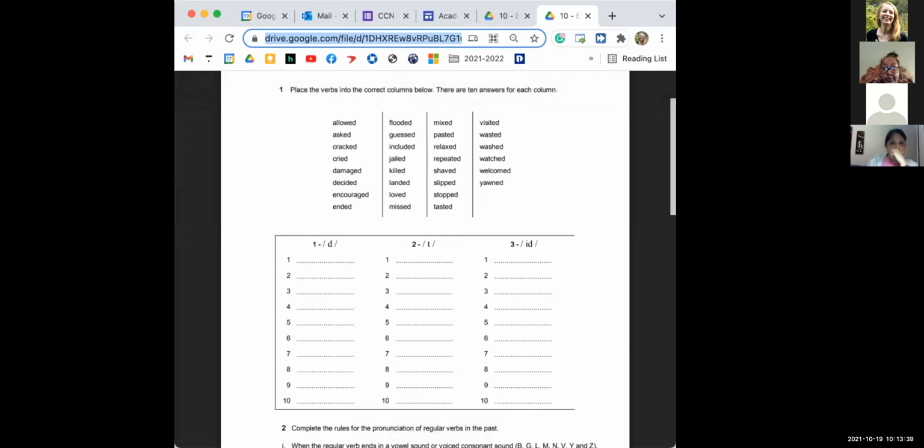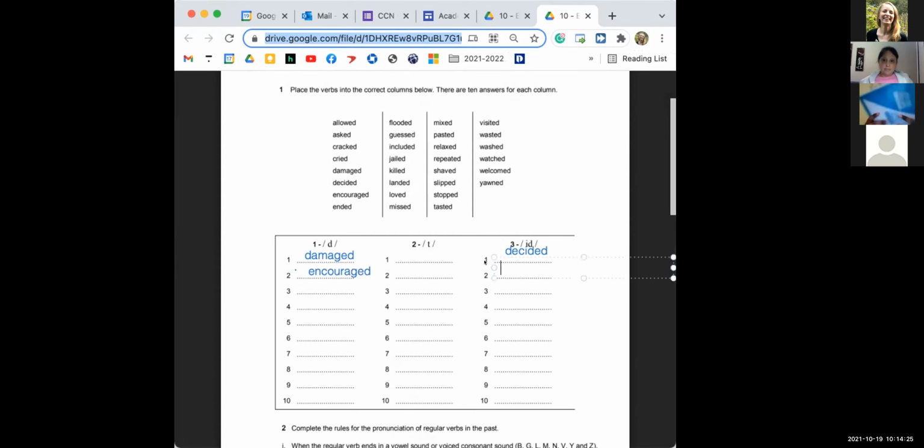Okay, listen, it was your turn to read the word damaged. Damaged is the first column. Decided, column 3. Decided. Good. Encouraged. It's the third one. Encouraged. Column 1. Hold on, I'm following. Keep going. Ended. Ended is the last column, third column. Ended. Good.